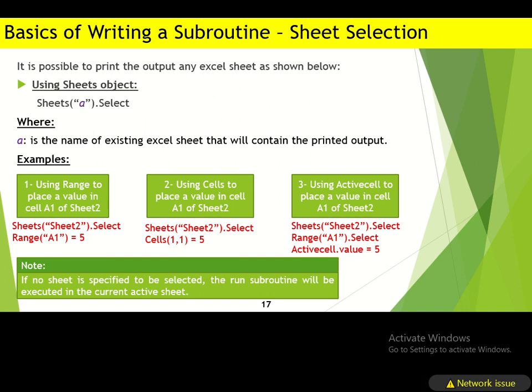Select sheet 2 and then the active cells command. You can see all the 3 options which we discussed earlier. Just add another one for selecting the sheet. Got it? Clear? Okay.